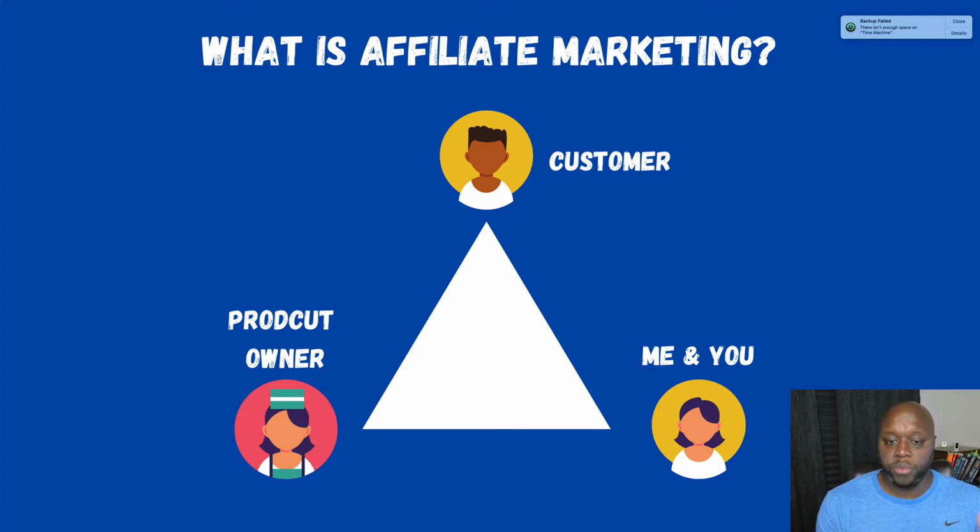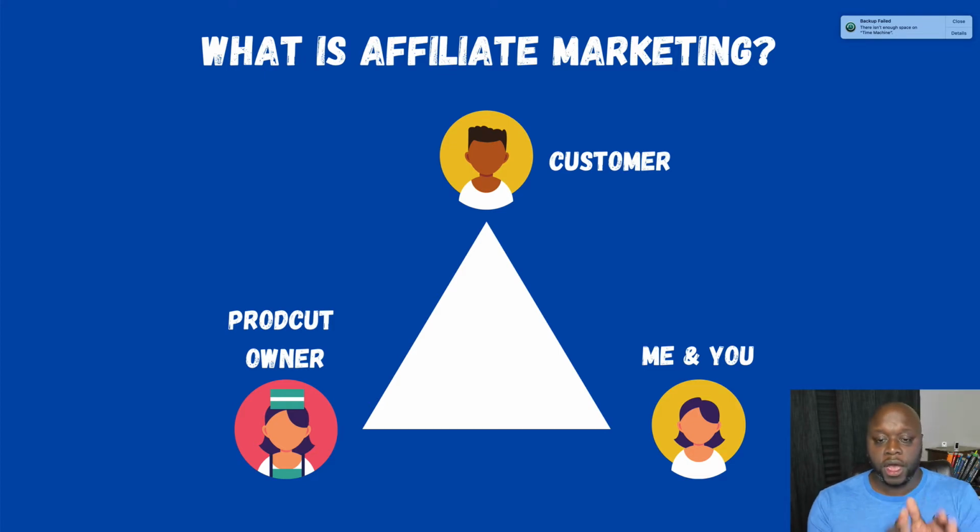There are 3 parties. There's the customer, so the person that has a problem. There's you, the affiliate marketer or content creator. And then there's the product owner. Each person is equally as important as the last because without one, these 3 kind of fall.